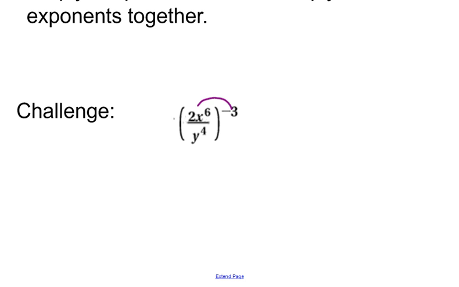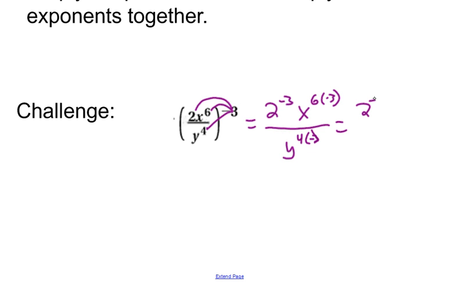So yes, we have to distribute it to the 2 and to the x to the 6th power and to the y to the 4th power. So let's rewrite this. It's going to be 2 to the negative 3rd power times x to the 6 times negative 3rd power all over y to the 4 times negative 3rd power. So let's simplify a couple of those. This is 2 to the negative 3rd, x to the negative 18th over y to the negative 12th.